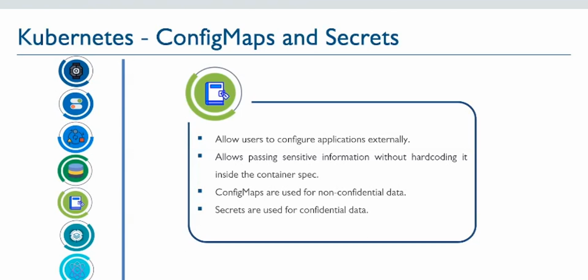And config map is for non-confidential data. Any kind of configurational data. For example, username, port numbers, IP address. This is some configurational data about the application. To manage all this non-confidential data, we require config maps. Config maps for non-confidential data and secrets for the confidential data. To manage such kind of data, we require these resources in Kubernetes.